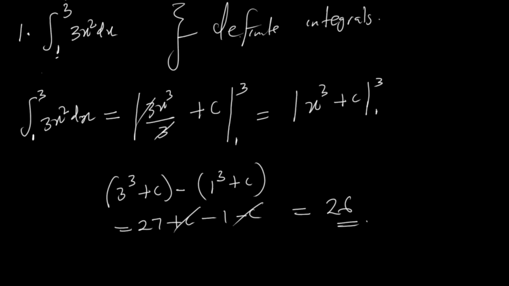So let's look at another example. In example 2, we have to find the area bounded by the curve y equal to x squared, the lower limit x equal to 1 and upper limit x equal to 2, so the area bounded by this curve y equal to x squared, x equal to 1, x equal to 2, and the x-axis.